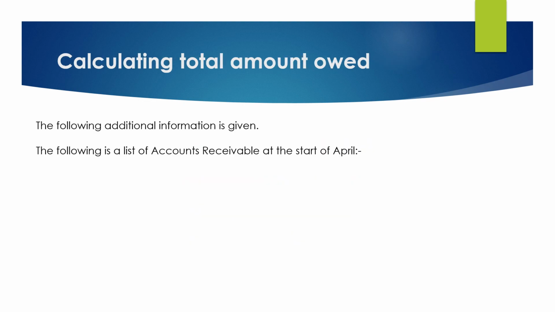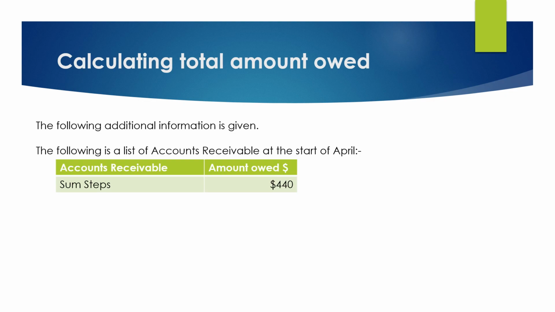Here's an example. The following additional information is given. Here's a list of accounts receivable at the start of April. We are told that the accounts receivable Some Steps owed the business $440 at the start. This means from the perspective of the business, we are expecting to receive this amount of $440 from Some Steps at some point in the near future.